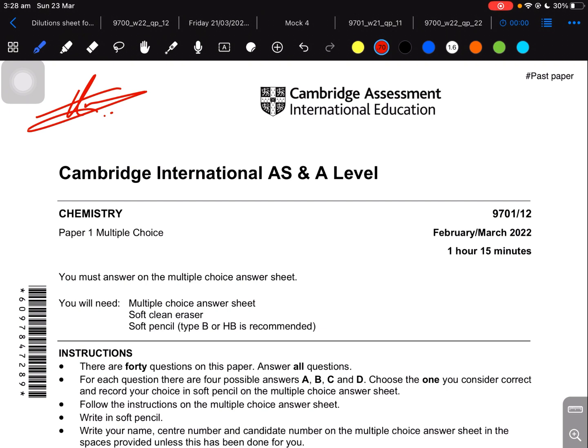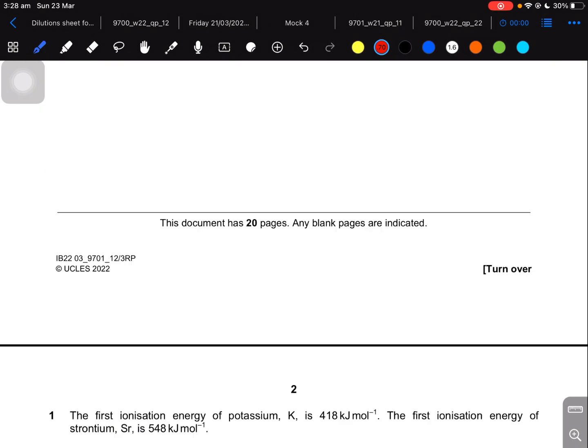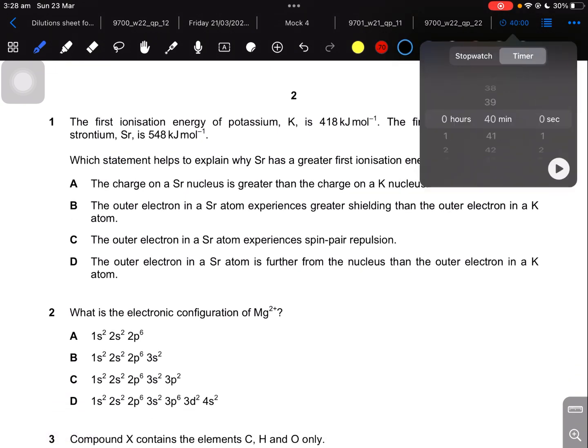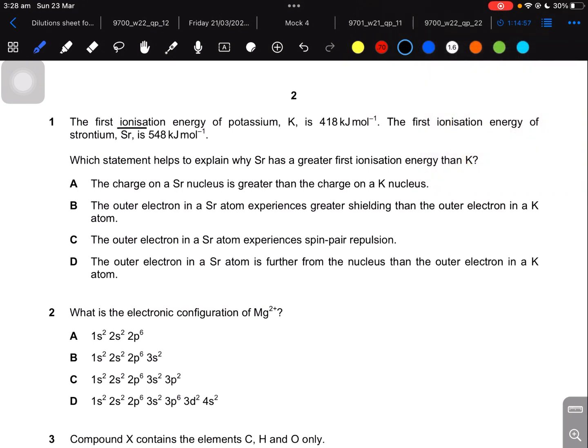Hello everyone, I'll be solving the February 2022 Chemistry A Level Paper 12. Just put time 1 hour 15 minutes. Alright, the first ionisation energy of potassium is 418 kJ per mole.